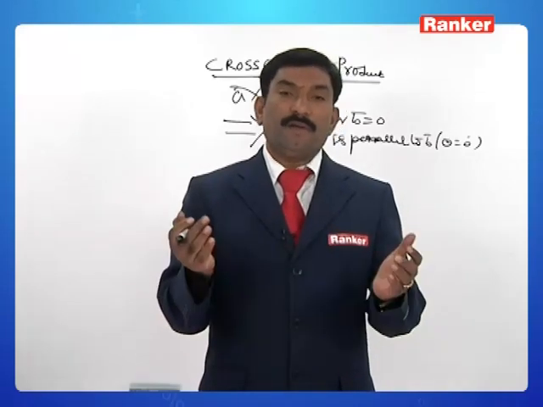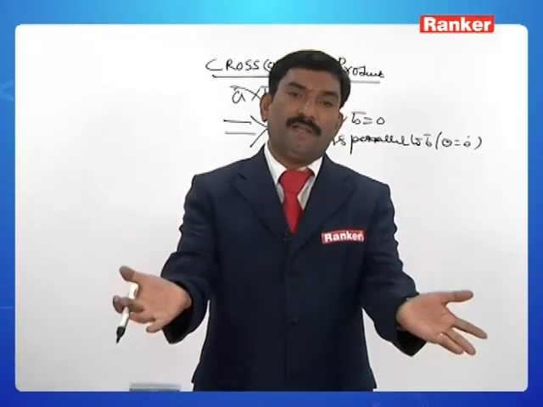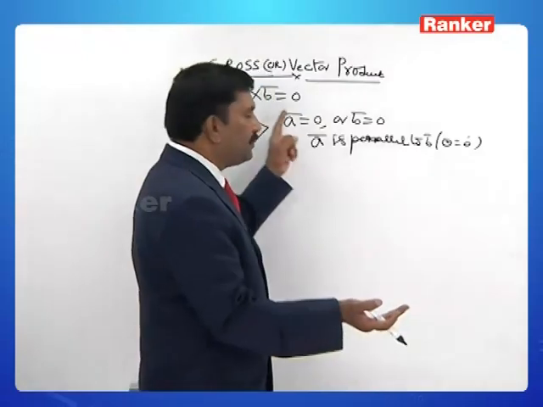Why? A bar cross B bar is equal to mod A into mod B into sin theta into N cap. When theta is equal to 0, what is sin 0? 0. Therefore, A cross B is equal to 0.